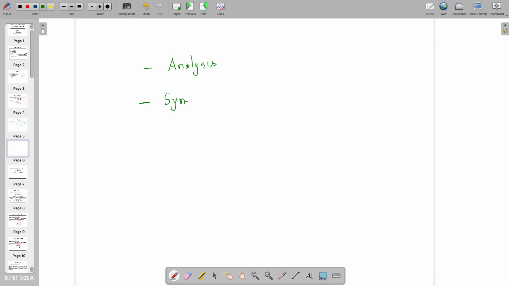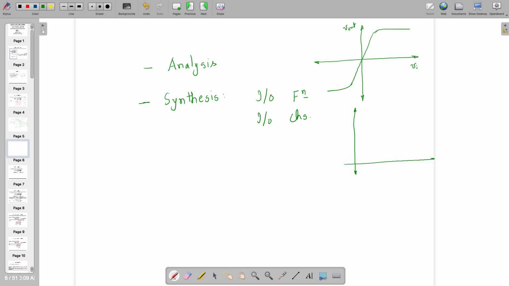The second part is synthesis. Synthesis is the one where a function is given to you, which might be an IO function, or sometimes an IO characteristic. Do you understand what an IO characteristic is? Let's say this is the characteristic for an operational amplifier, where input is here and output is here. From here you can find out how the circuit will look from the characteristic. There might be some circuit which looks like this one, or a characteristic which looks like this one.